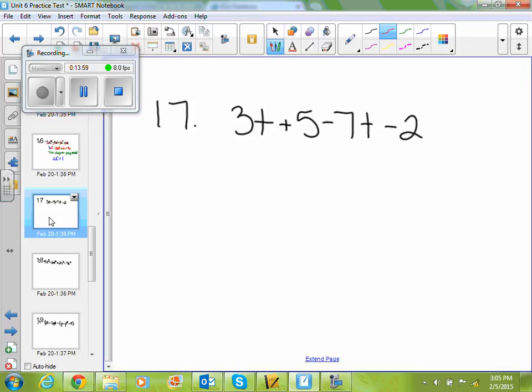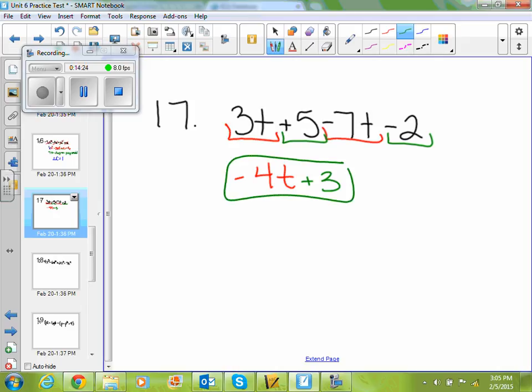Okay, number 17. We are adding, subtracting, or multiplying. So which one are we doing in this case? Adding. So 3t, what do I combine with that 3t? And so 3 minus 7 is? Negative 4t. And then 5 minus 2 is? Plus 3. Is it in standard form? Yes.